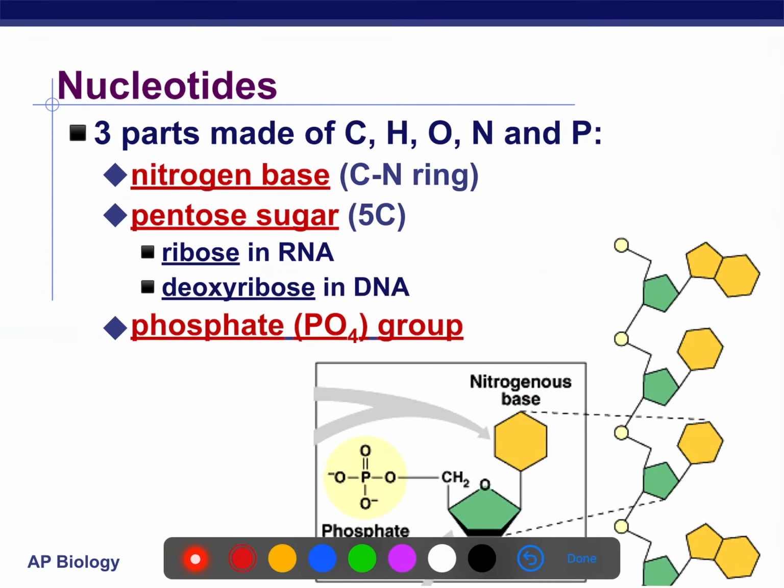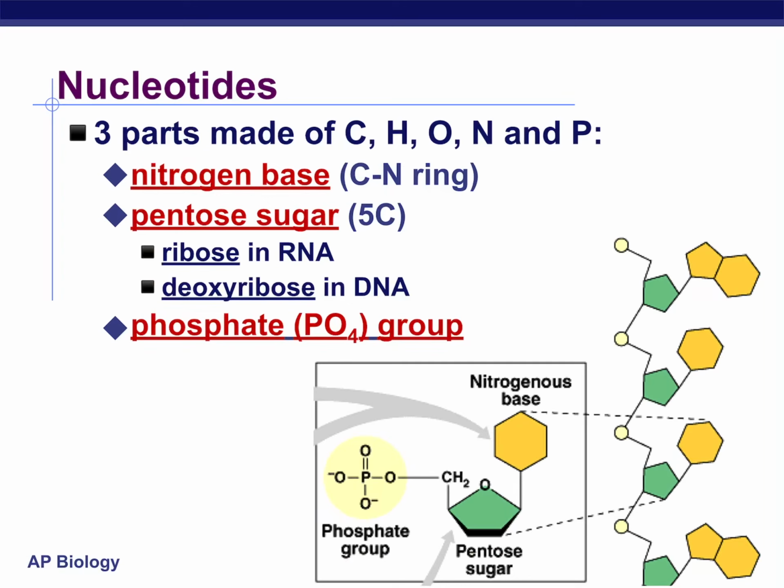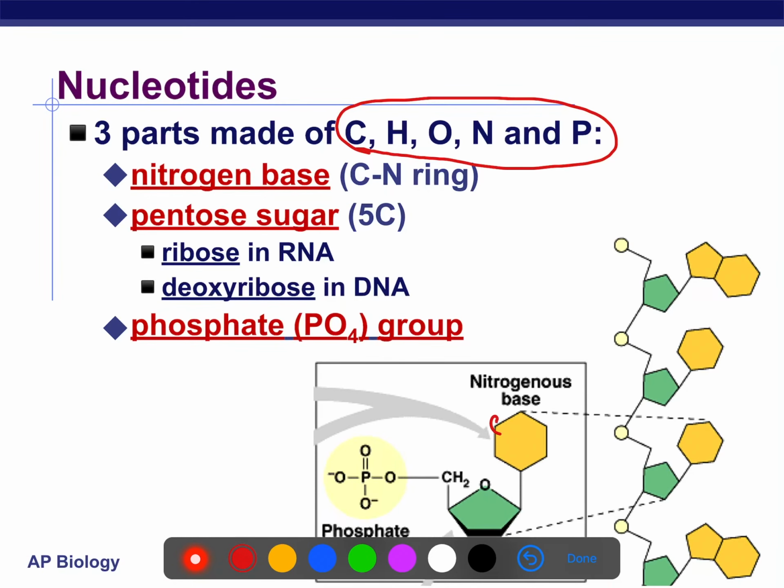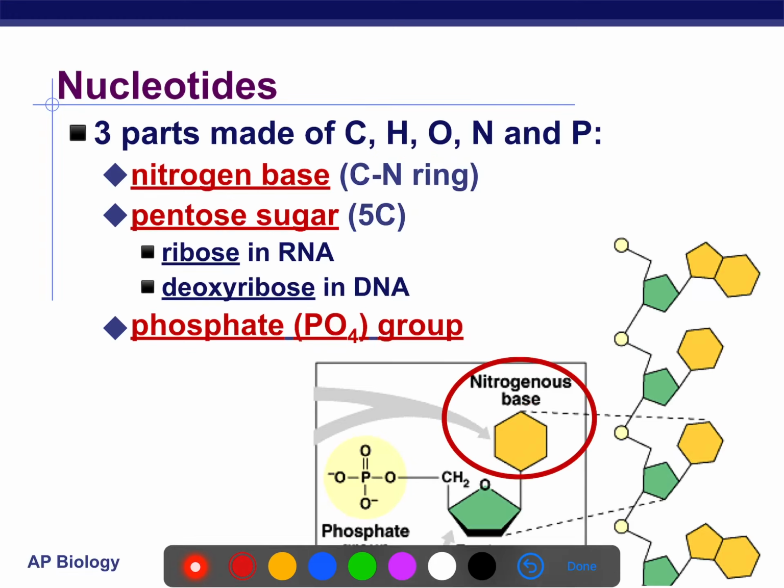And so let's talk a little bit about nucleotides. They're made of 3 parts. And so these 3 parts are composed of carbon, hydrogen, oxygen, nitrogen, and phosphorus. So this is kind of like our greatest number of different elements or different atoms that are going into a single macromolecule. And so the first part is the nitrogenous base. And a nitrogenous base is just going to be a ring of carbons and nitrogens. So we'll have like a carbon ring, right, with some nitrogens off to the side of it.